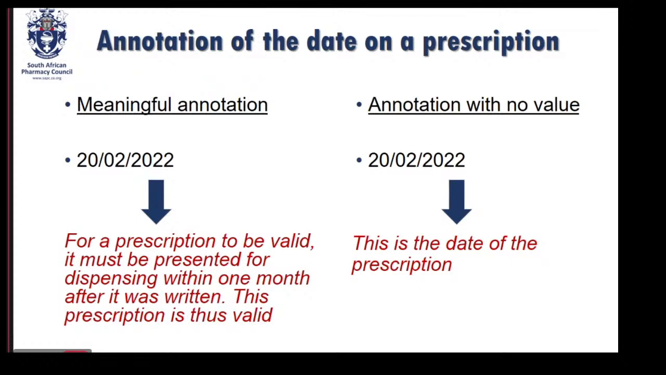So if we look at a meaningful annotation, if we look at the date, on the one side we have this is the date. And on the other side, we have, for a prescription to be valid, it must be presented within 1 month after it was written. This is a valid prescription. So can you see the difference? On the right-hand side, we have this is the date. So all of us can see that it is the date, but you have to explain why the date is important. And that you can only do with an annotation. You can only provide meaning to something if you explain it on the evidence. Explain to the assessor why this was important to you.